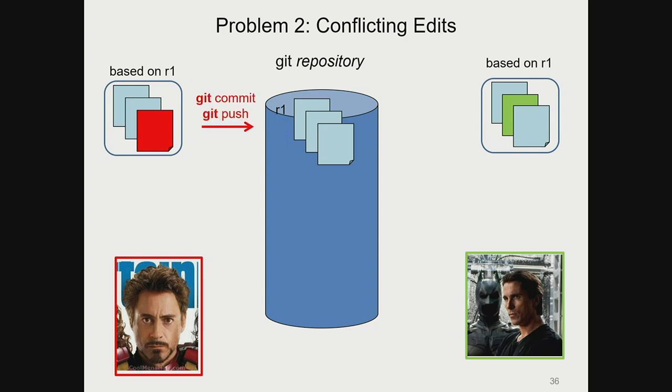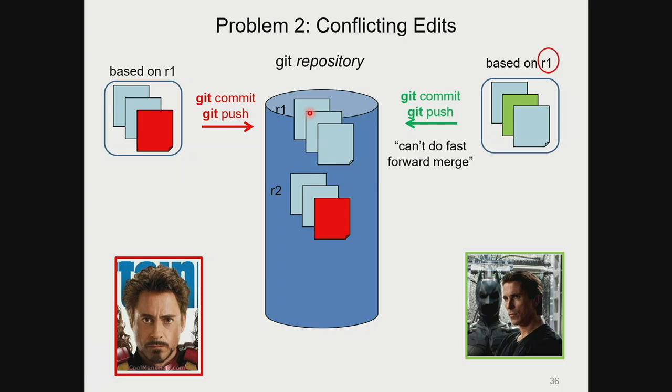Okay, and then Tony edited the red file, he pushed these changes, committed, and everything is fine. Now the remote repository is updated with the red changes. So we have now R2 here, which reflects the changes made by Tony. Now, at the same time, Bruce was editing the green file, which is a different file from Tony's file.